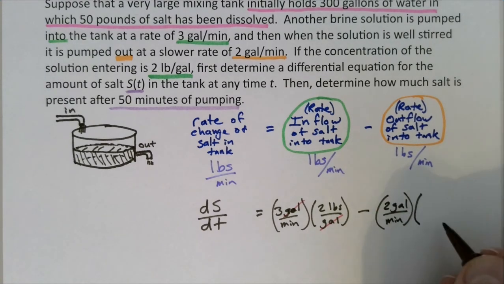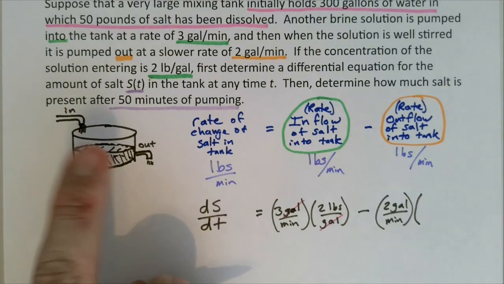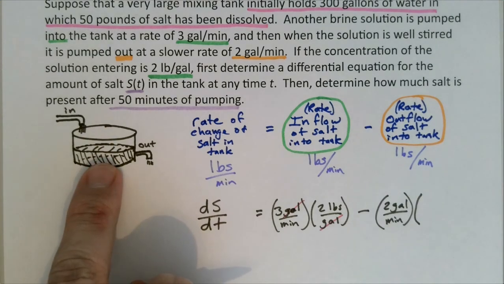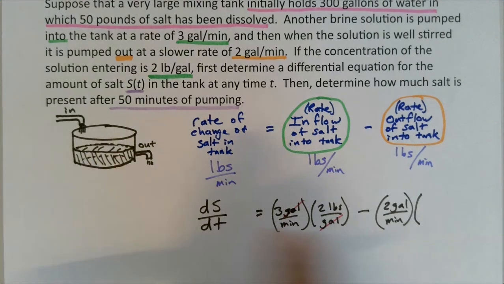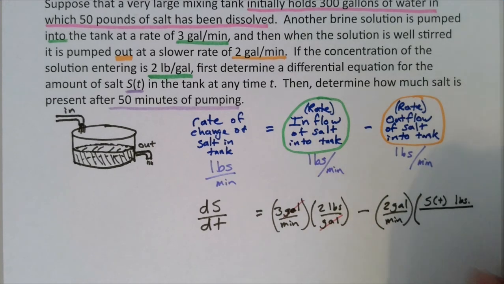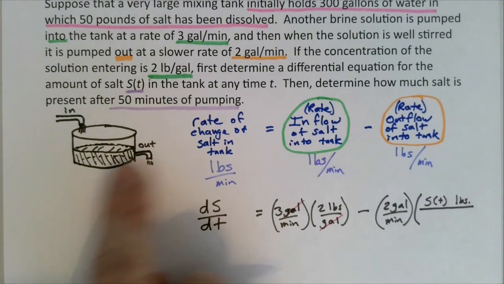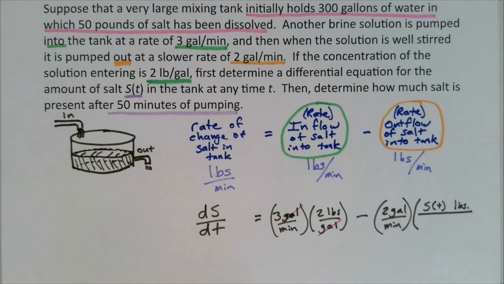But what I need now is some concentration of how many pounds of salt is there per gallon. Well, what's coming out of the tank is the amount of salt divided by the number of gallons in the tank. Now, the amount of salt in the tank at any time, that's just S. So that's S of t, and that'd be in pounds. But the number of gallons in the tank, well, it initially starts off with 300, right? 300 gallons.